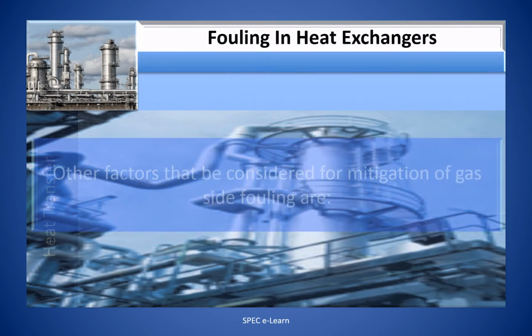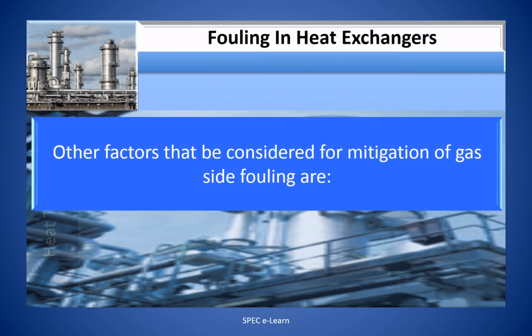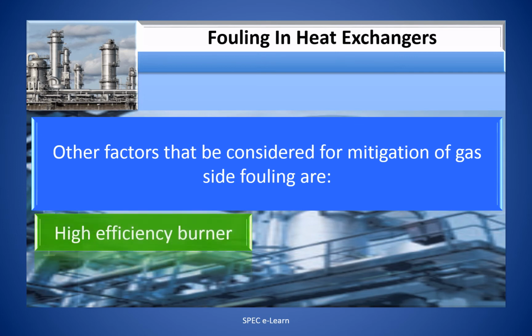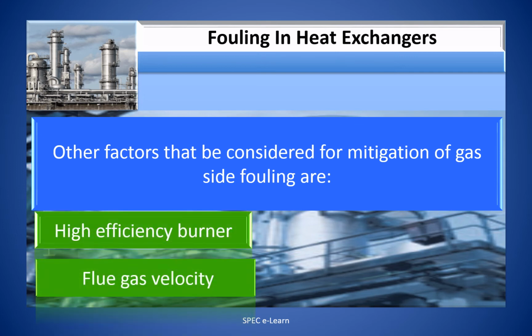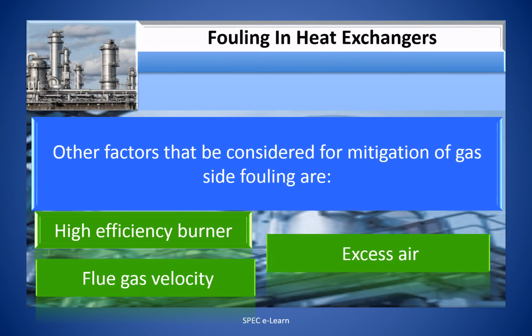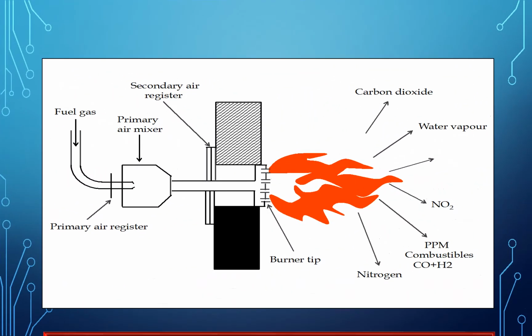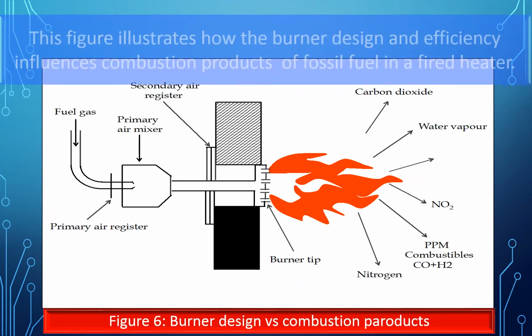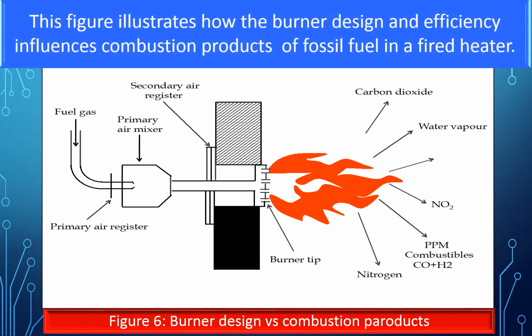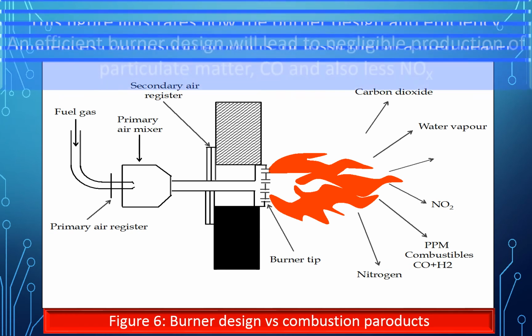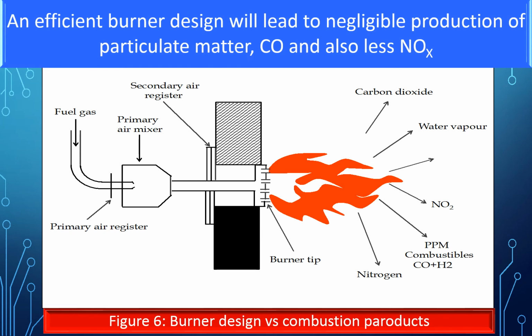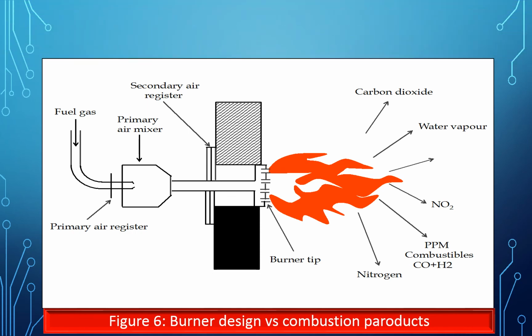Other factors that can be considered for mitigation of gas side fouling are high efficiency burner, flue gas velocity, and excess air. This figure illustrates how a burner design and efficiency influences combustion products of fossil fuel in a fired heater. An efficient burner design will lead to negligible production of particulate matter, CO, and less NOx.